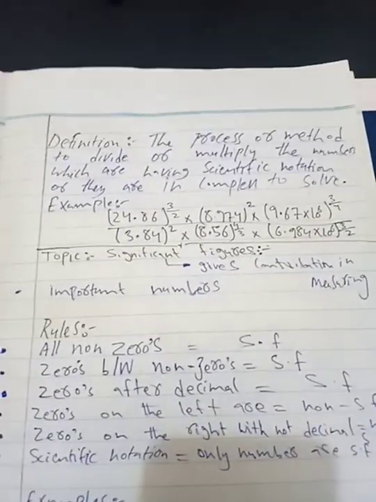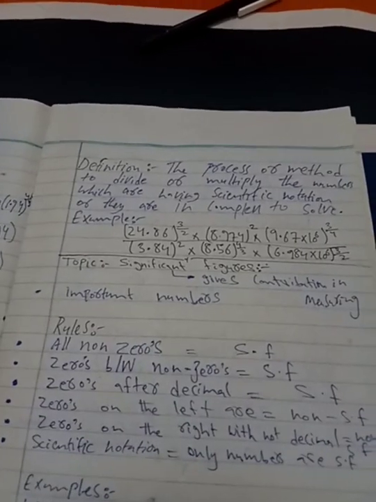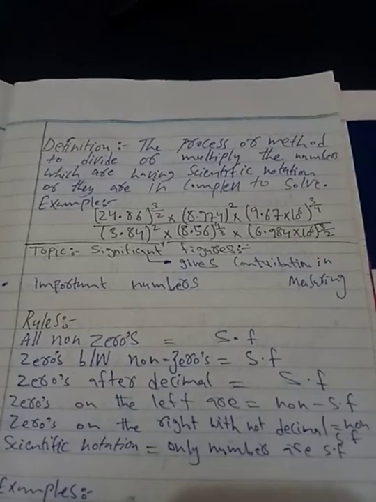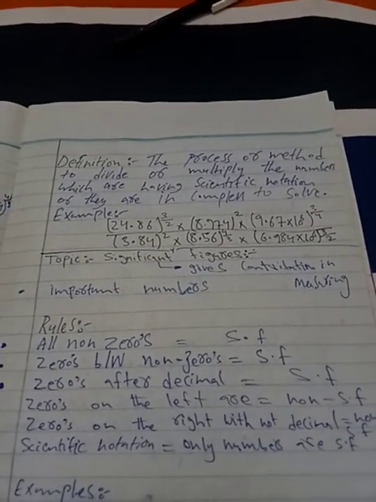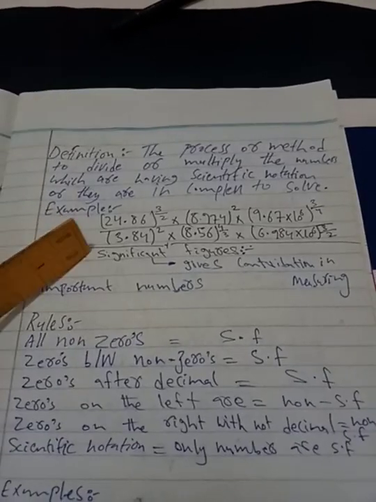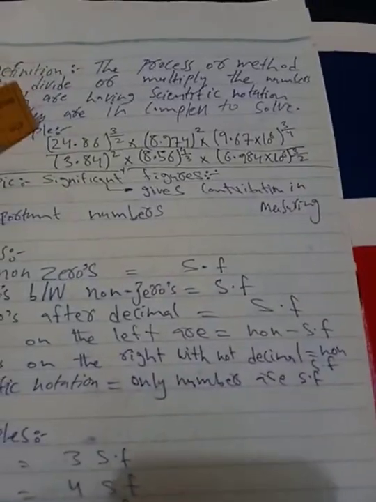Let's go to logarithm. So first, the definition. The definition is that it is the process or method to divide or multiply numbers which have scientific notation, or are in complex form, meaning they cannot be divided by the simple mathematics rules. So we will be using logarithm. An example of logarithm is a question like this, which we cannot solve by only the simple algebraic method. Okay, so that's why we have logarithm.